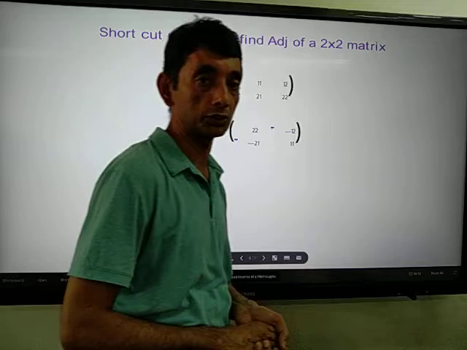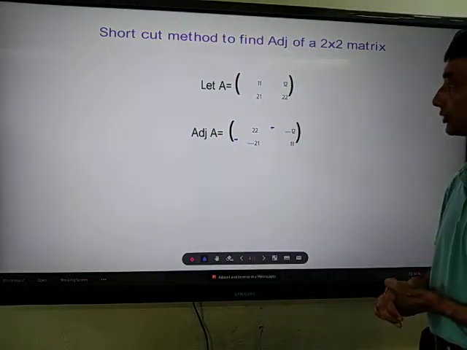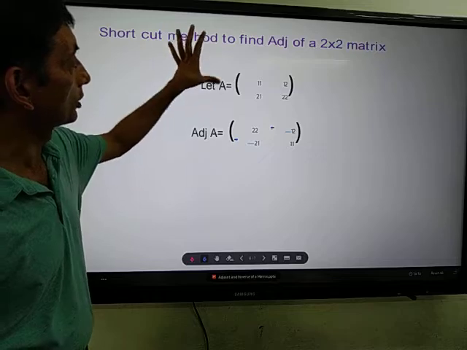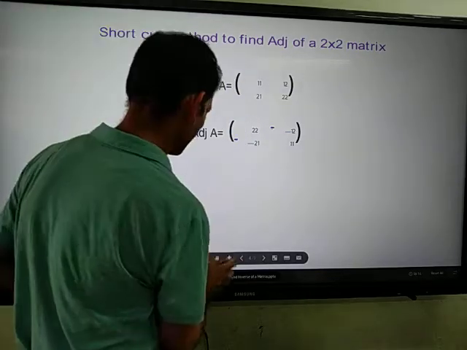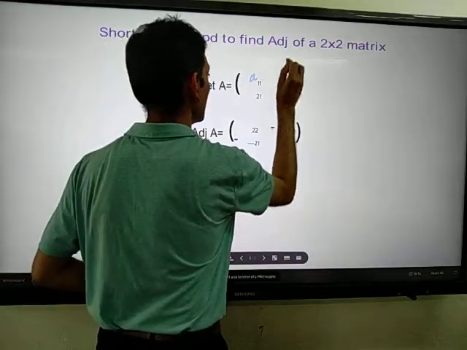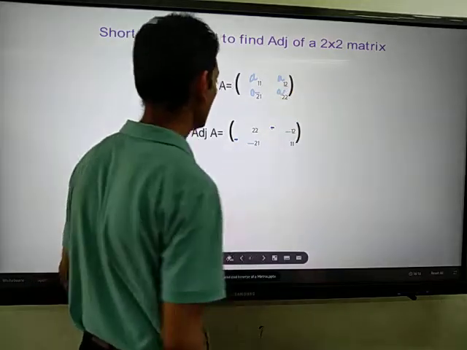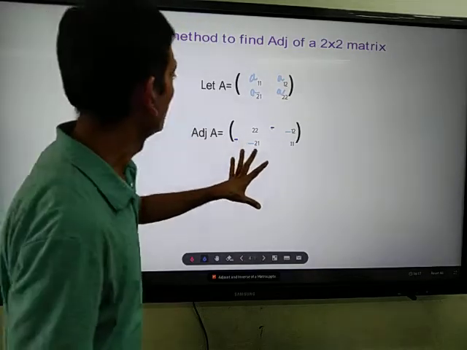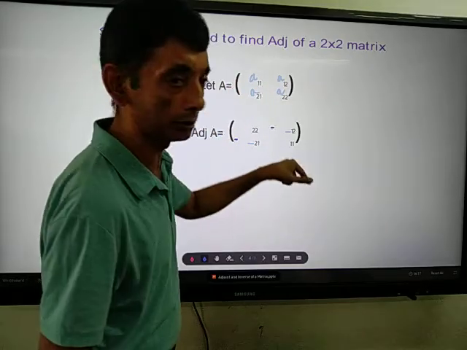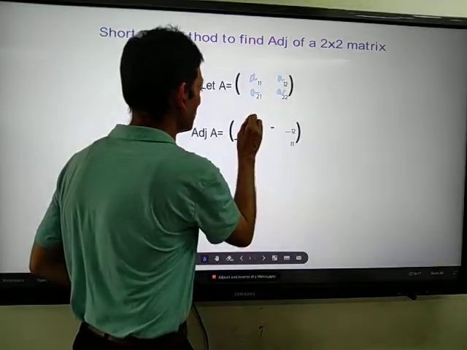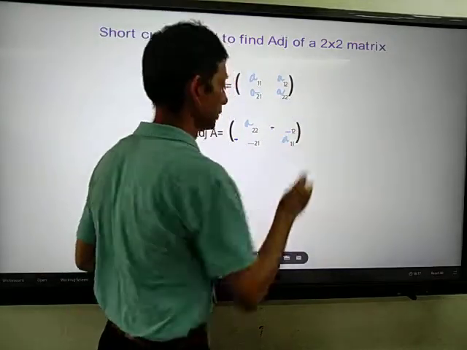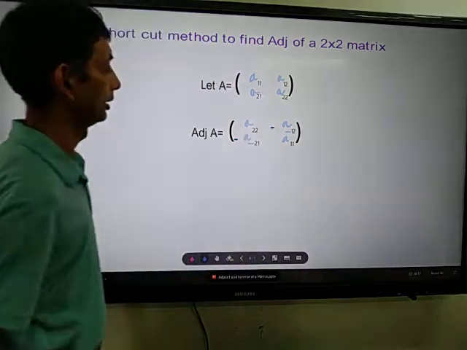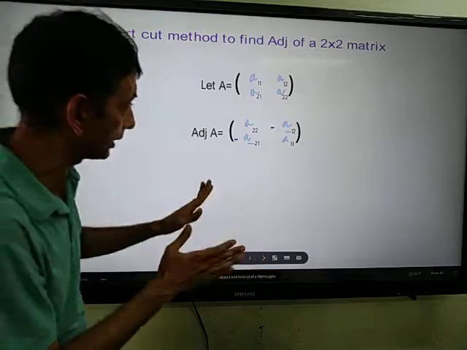We have a shortcut method to find the adjoint of a matrix of order 2 by 2. Let us see how to find it. Let us take a matrix A11, A12, A21, A22. To find the adjoint, the shortcut method is this. A11 and A22 are the diagonal elements, so you need to interchange the diagonal elements. This A22 you bring here, and this A11 you bring here. And the non-diagonal elements, A12 and A21, you write as they are, but you change the sign.